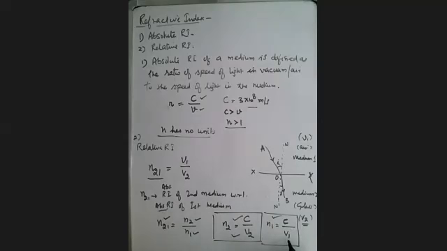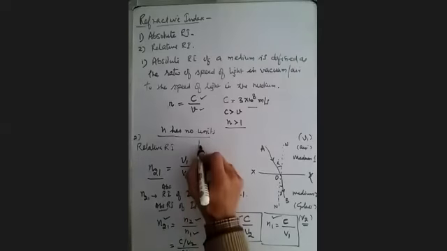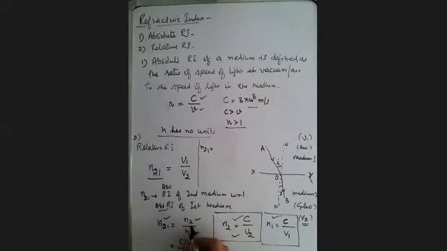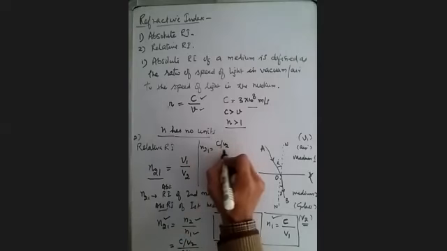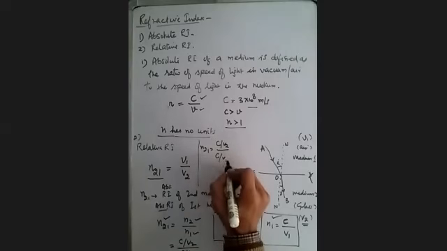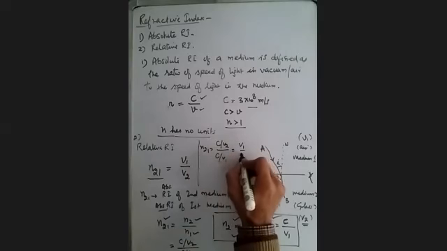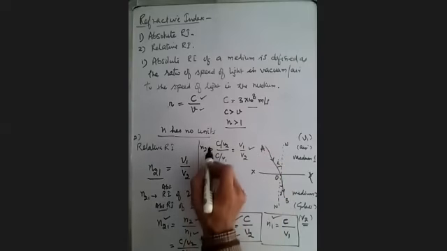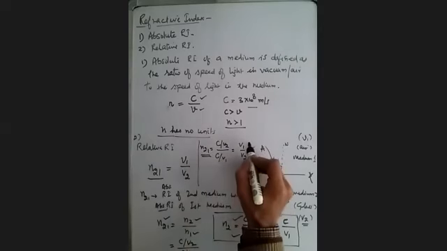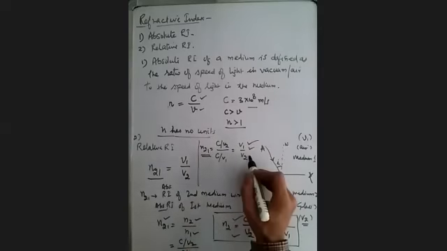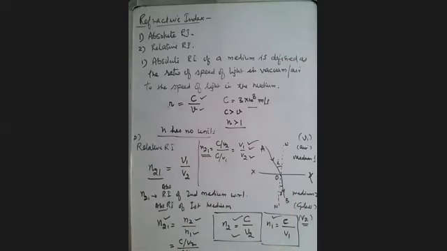Now if we put these values of n2 and n1 in this, what we'll get is automatically c upon v2 divided by c upon v1. So I'll write down here. n21, which is n2 is c divided by v2, n1 is c divided by v1. It will become v1 divided by v2. So refractive index of second medium with respect to first is the speed of light in first medium divided by speed of light in second medium.